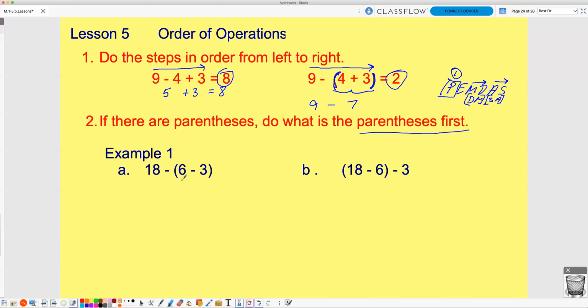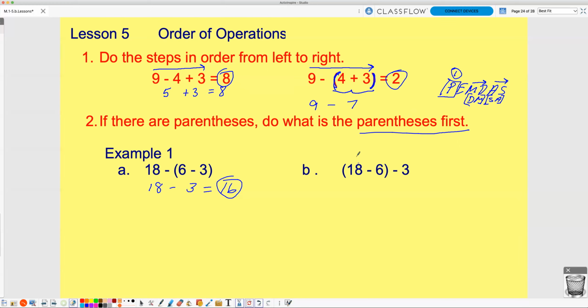So let's look at this example. We're going to work from left to right, but then, hey, we see there's a parenthesis grouping here. 6 minus 3. I know what that is. 6 minus 3 is 3. So I'm just going to rewrite this. 18 minus 3 equals 15. That would be the answer to this one.